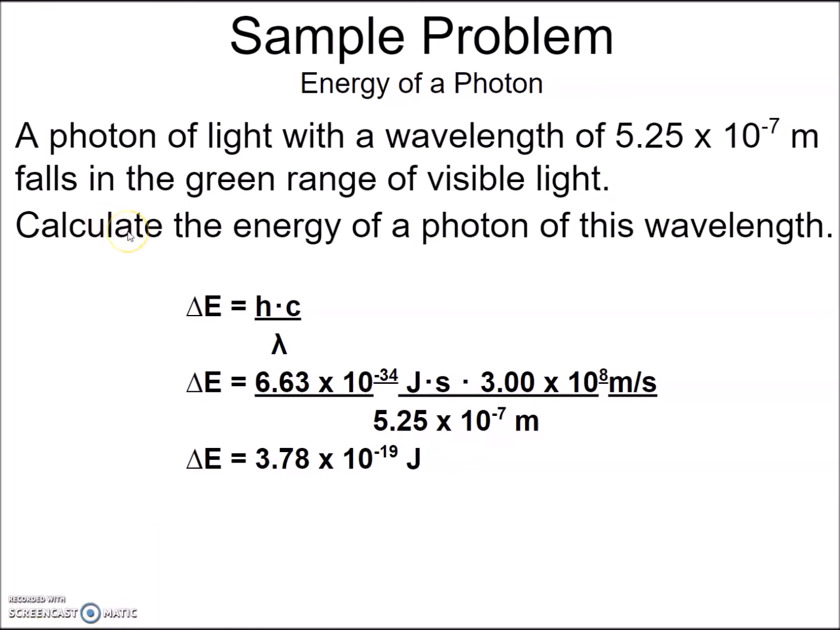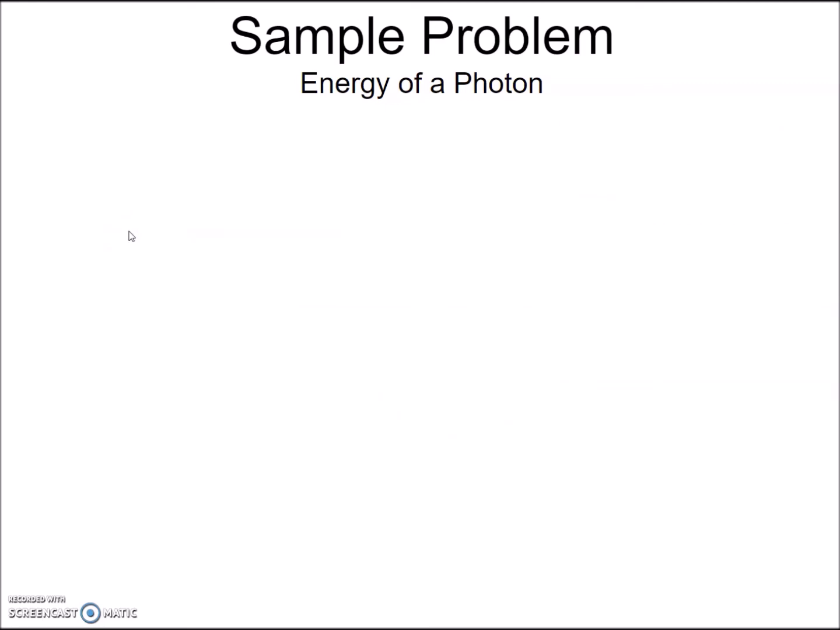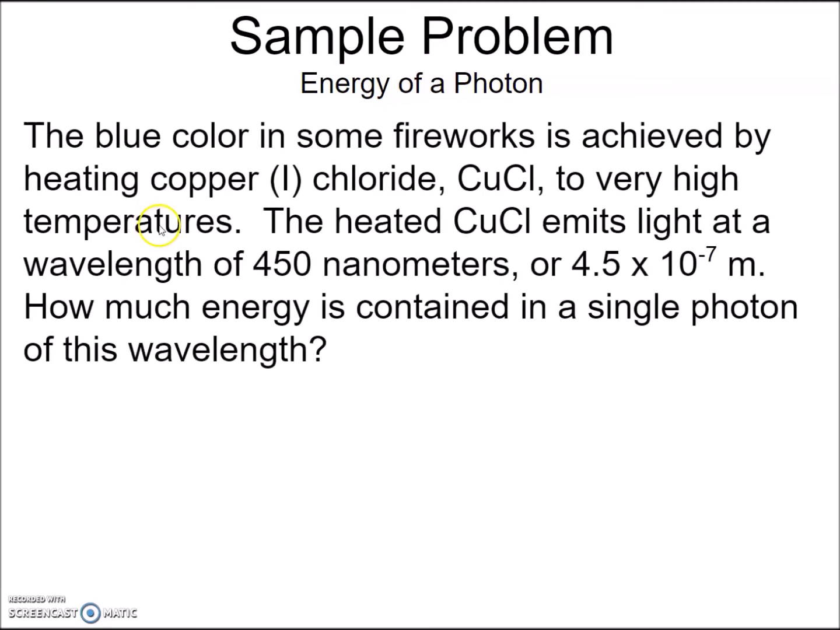Okay, let's tackle another problem dealing with energy of a photon. The blue color in some fireworks is achieved by heating copper 1 chloride, CuCl, to a very high temperature. The heated CuCl emits light at a wavelength of 450 nanometers, which stated in meters would be 4.5 times 10 to the negative 7th meters. How much energy is contained in a single photon of this wavelength?